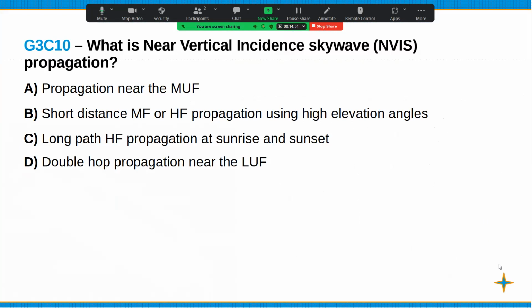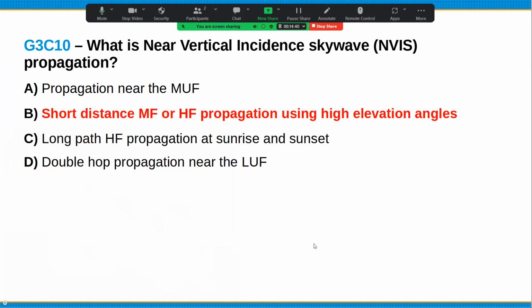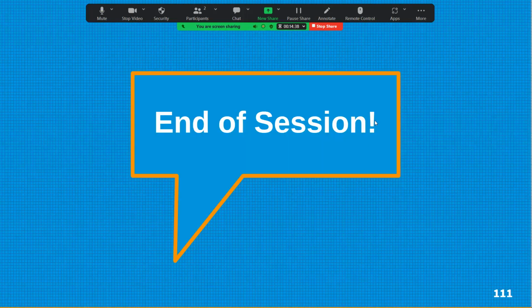What is near vertical incidence skywave or NVIS propagation? Short distance, high elevation angles. All right.